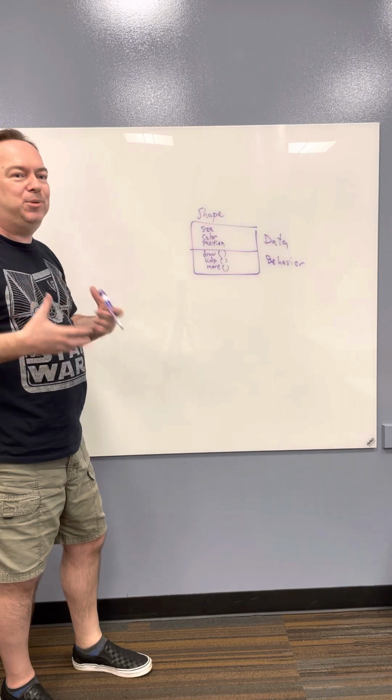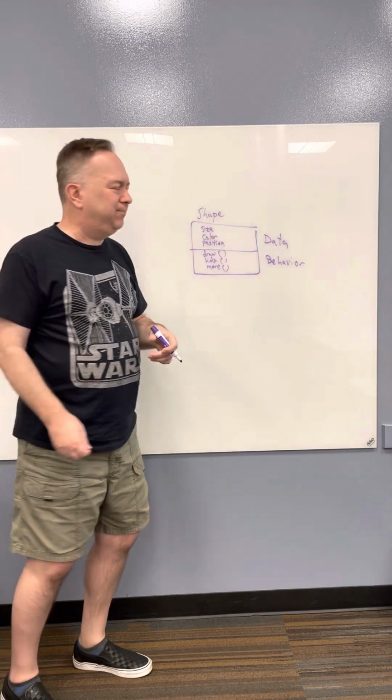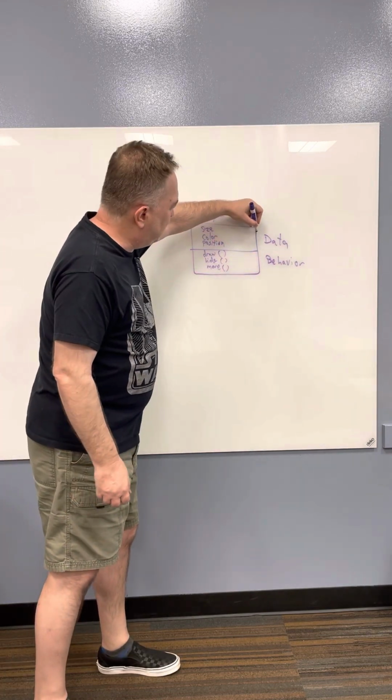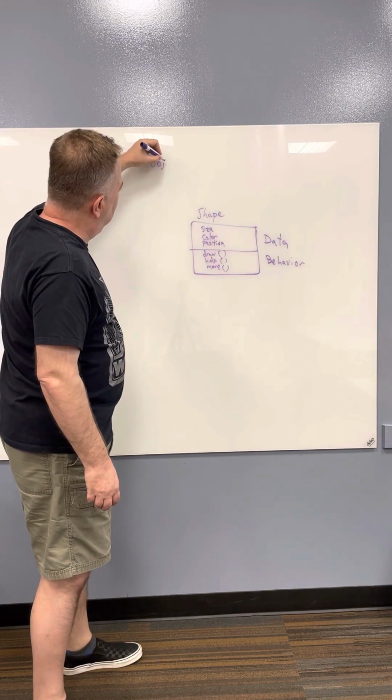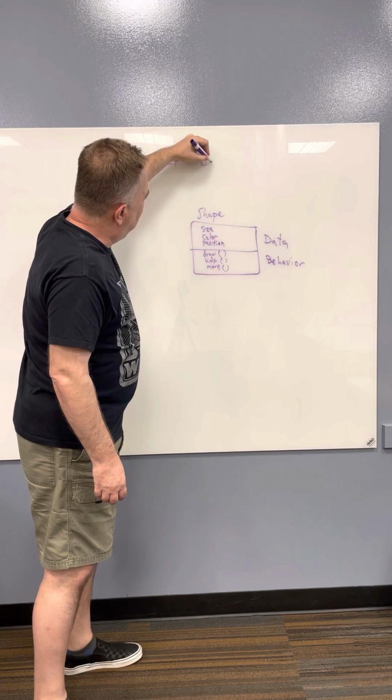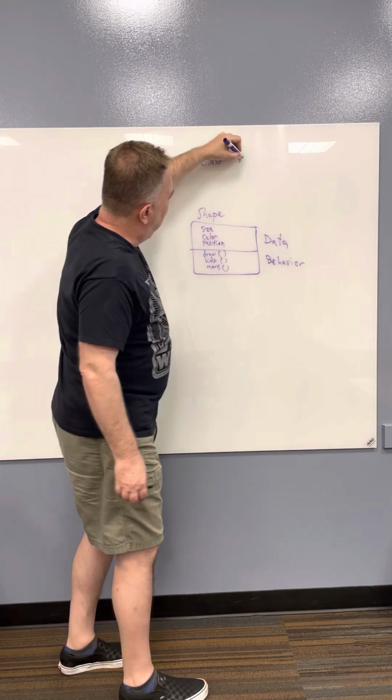This is what's called object-oriented programming. So what's an object? Well, first we have to define some things. We're going to define 3 terms: object, class, and reference.